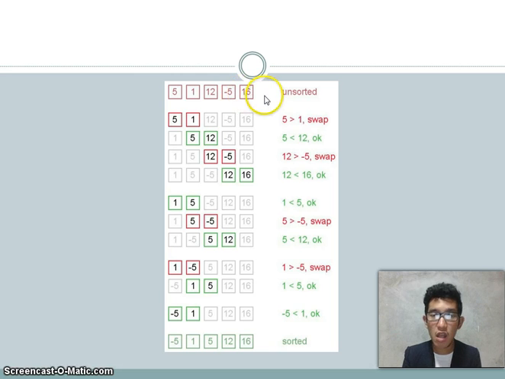Titingnan natin, yung 5 elements sa taas is unsorted. So, maraming process pa ang gagawin bago natin ma-come up ang final output ng unsorted. Ito na siya. Simula unsorted, sorted na siya dito sa baba.